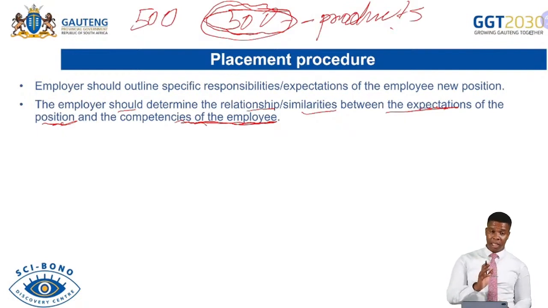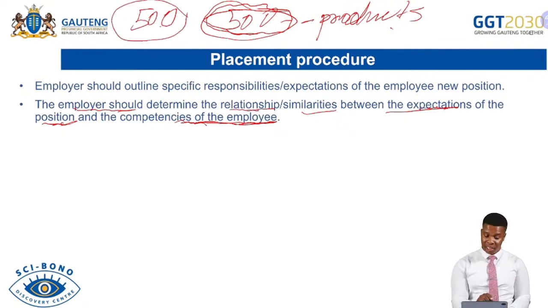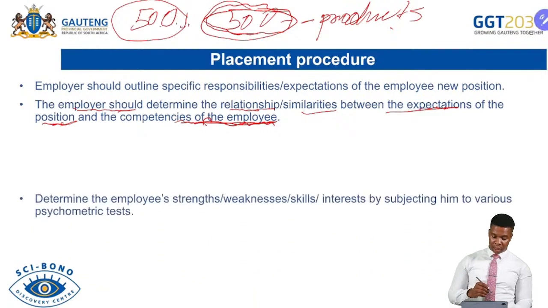So it's part and parcel of the role of the employer, when they're doing the placement procedure, to determine the relationship between the position and the employee. The position requires someone who can talk to customers so that they buy 500 items. And it means the competency, the personality, should be a personality that attracts the customers, that makes customers want to buy. So that is placement.